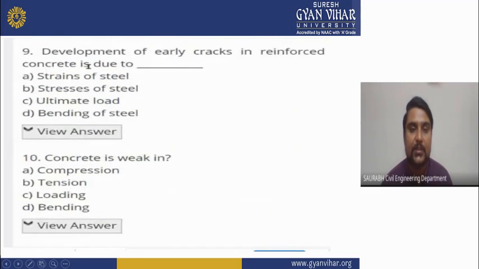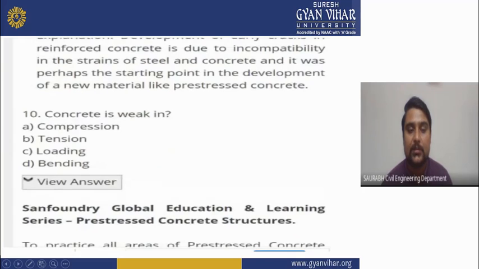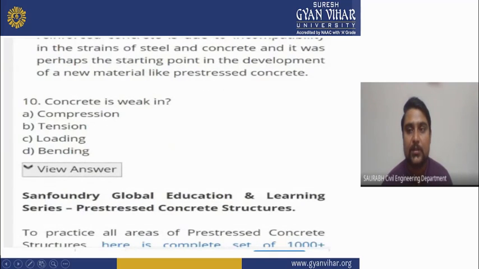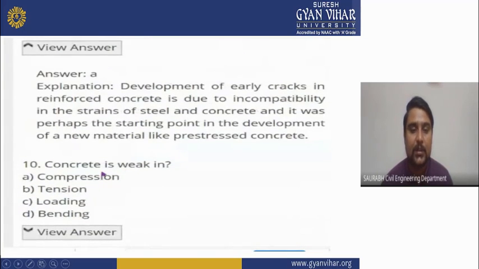Come to the ninth question. Development of early cracks in reinforced concrete is due to: strain of steel, stress of steel, ultimate load, bending of steel. Here the right answer will be strength of steel. That will be your right answer. Come to the next and last question, which is here. Concrete is weak in compression, tension, loading, and bending. As we all know, concrete is weak in tension, and tension will be your right answer.